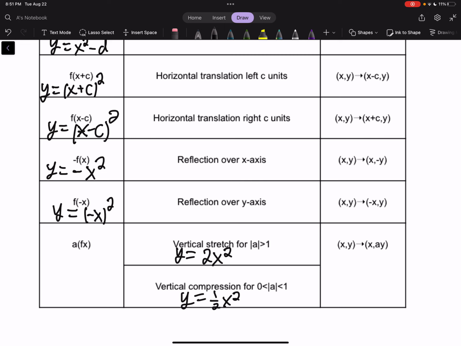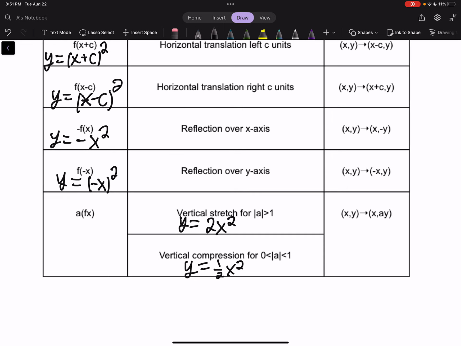If there's a negative inside, reflection... I said that backwards. If there's a negative out front, there's a reflection over the x-axis. If there's a negative inside the parentheses, it's a reflection over the y-axis. If there's a variable outside of your x that is greater than 1, it is a vertical stretch. If it's less than 1, it is a vertical compression.